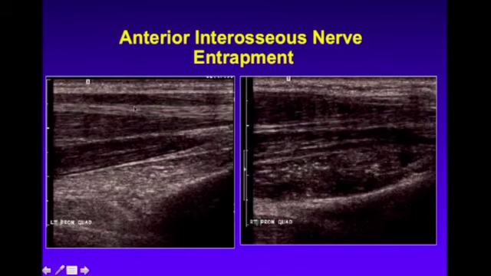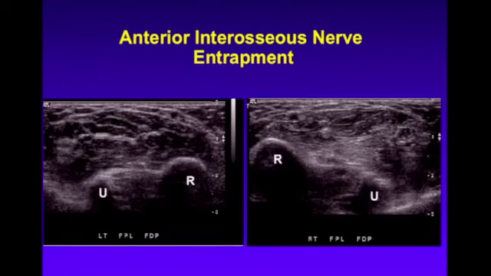Here's a patient who had anterior interosseous nerve entrapment. Again, this is a long axis to the pronator quadratus, the normal side for comparison. In this patient, not only was it brighter, but it was also thinner than the other side as well, showing that that muscle is atrophying. And again, there are two other muscles that can also atrophy in this condition.